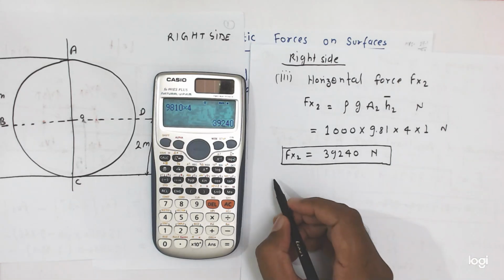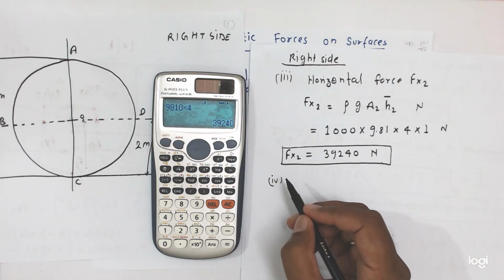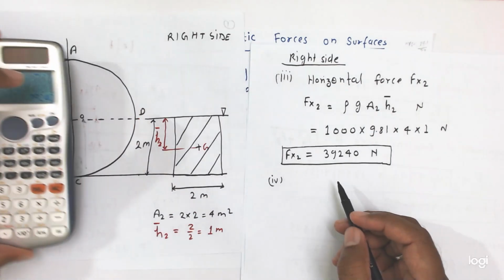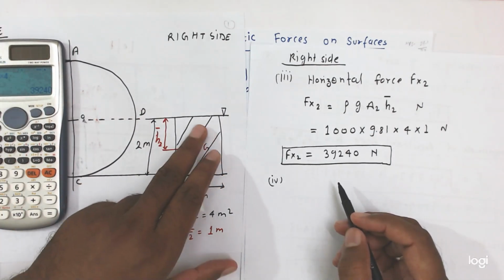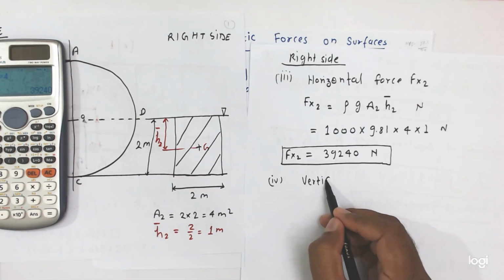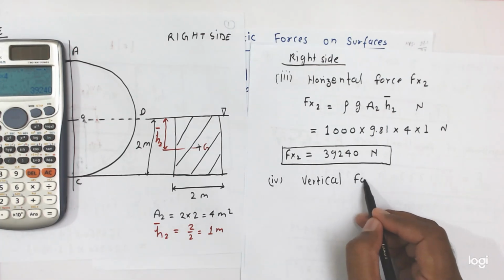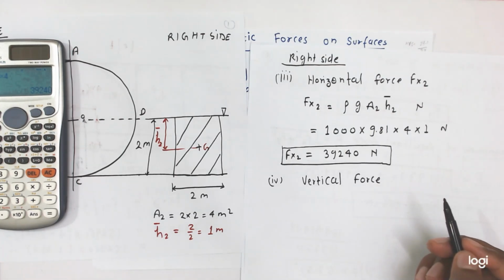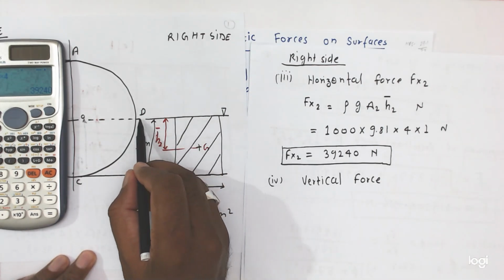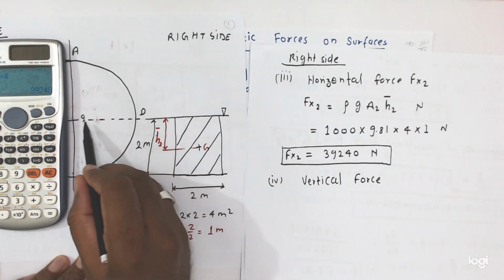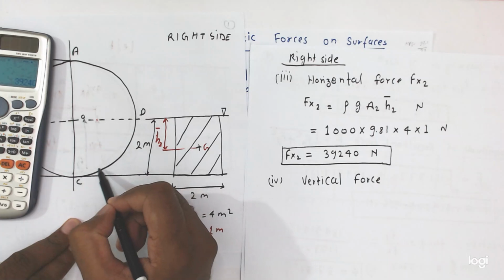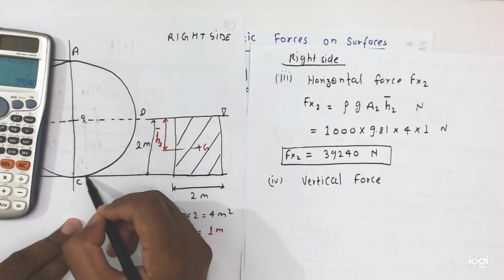Now friends, the fourth point is that we have to calculate the vertical component of force due to the right side of the liquid. So vertical force, friends, in this case, because of this right side liquid, only this part, only this volume is considered. Only this volume of the cylinder is considered.